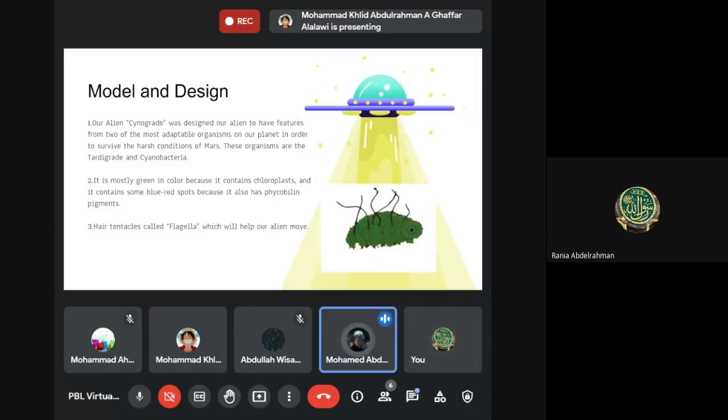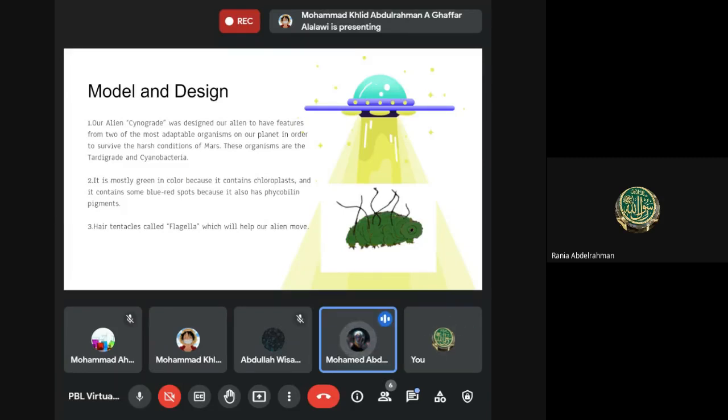First, our model and design. The idea, model, and features of our alien came from, as we mentioned before, different organisms. These organisms are among the most adaptable organisms on Earth. They are the cyanobacteria and the tardigrades. Because of that, you will find great similarities between our alien, the cyanograde, and the tardigrade and cyanobacteria.